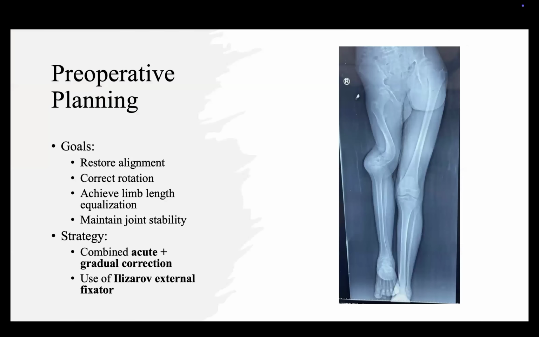So what were the goals? The goal was to restore the alignment and correct the rotation, and at the same time achieve limb length equalization and maintain the joint stability. So the strategy was to combine acute correction by osteotomy and gradual correction by an Ilizarov fixator.